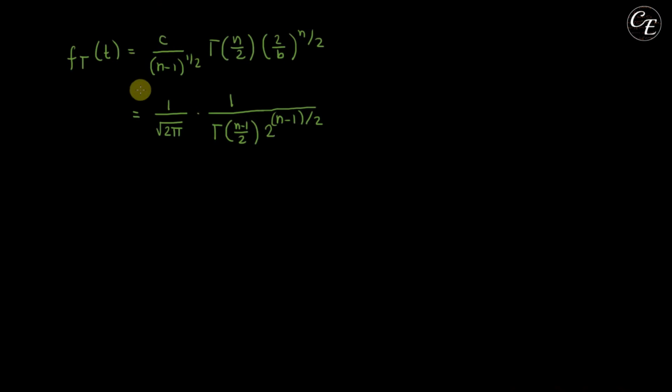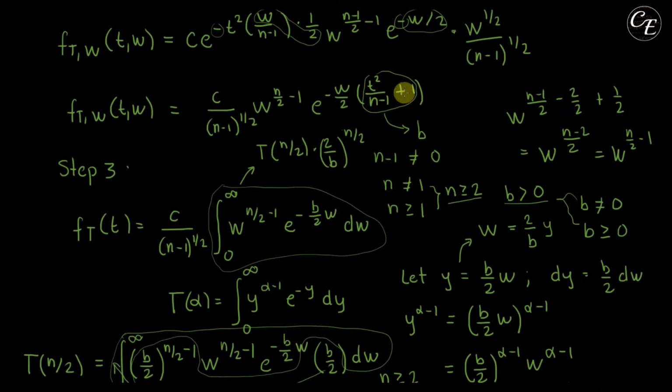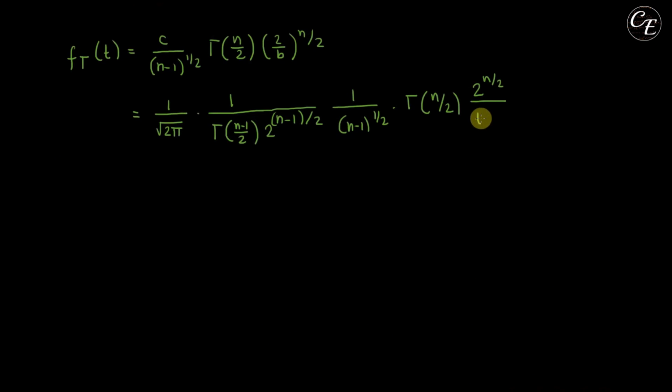This is for z. And then we have here 1 over n minus 1 raised to 1/2 for this, and then we have gamma of n over 2, and then we can distribute this n over 2 for 2 and b, so we have here 2 raised to n over 2. Then for b raised to n over 2, we need to bring back the b, so we have this b times t squared over n minus 1 plus 1, raised to n over 2.